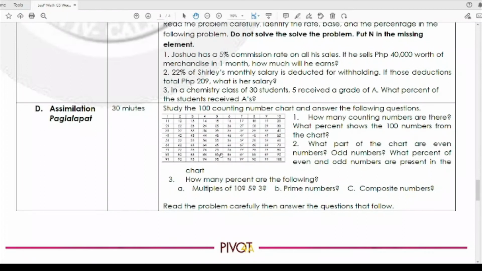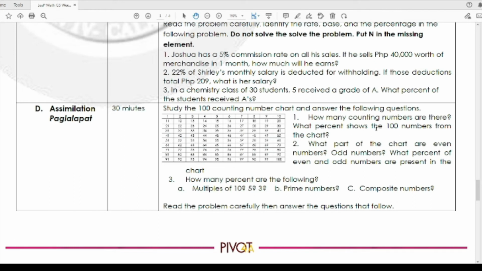Let's continue. Study the 100 counting number chart. So this chart has 100 counting numbers. And answer the following question. How many counting numbers are there?